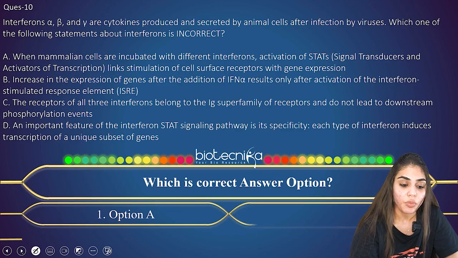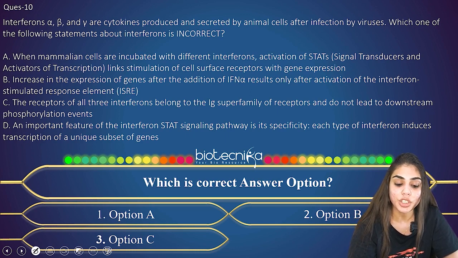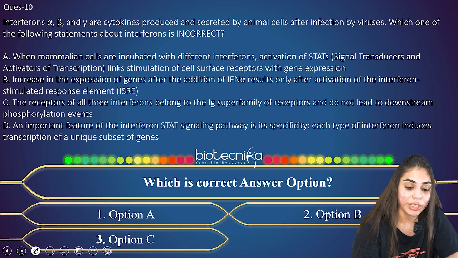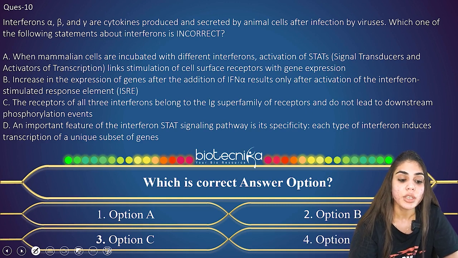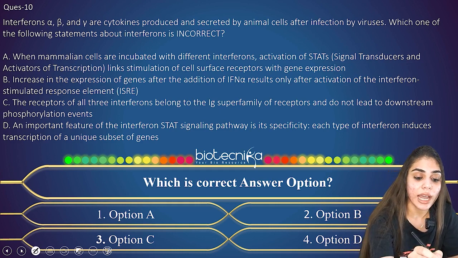Now coming to the last question, that is about interferons. Let's see what they are asking about interferons. Here we have to read the combination of statements and select the incorrect option. Interferons alpha, beta and gamma are cytokines. So yes, they are cytokines.